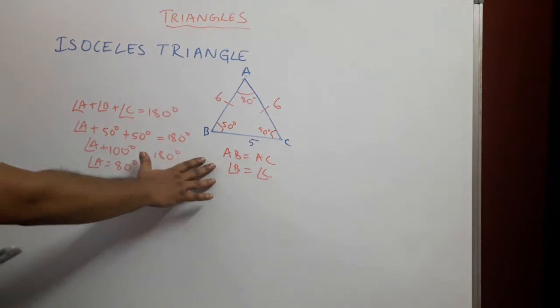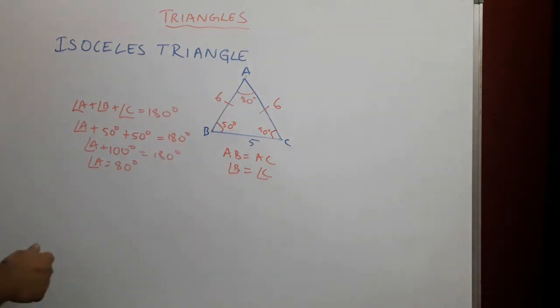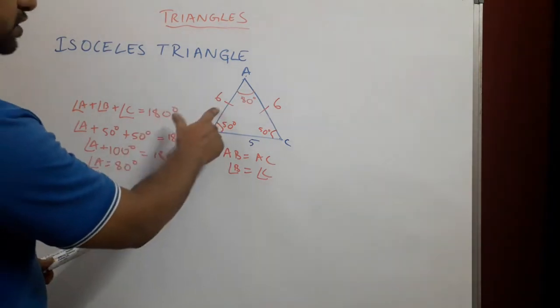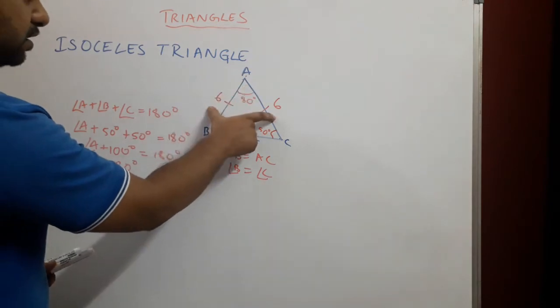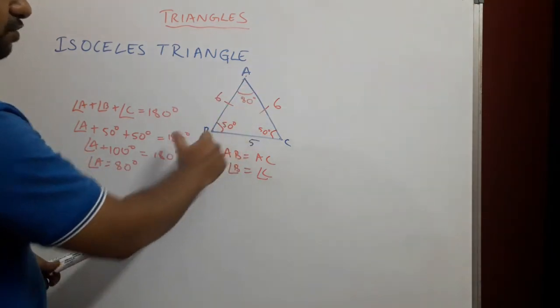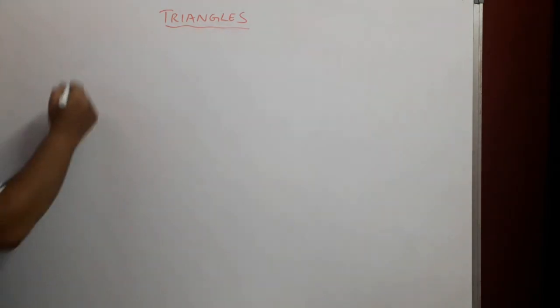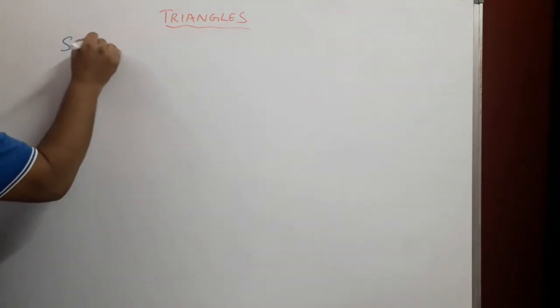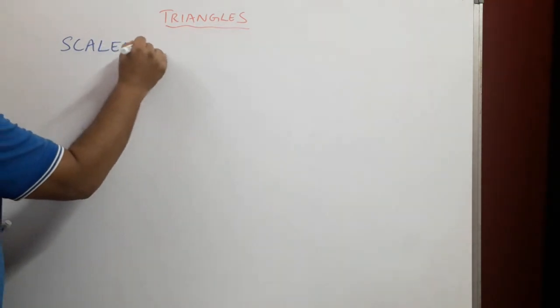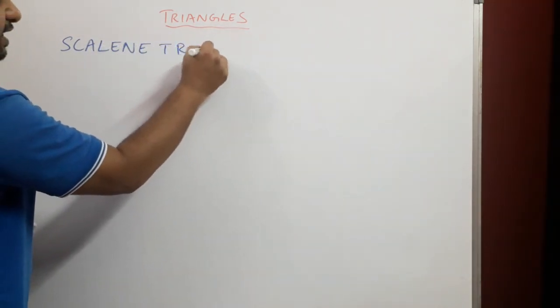Coming to the isosceles triangle, always remember that two sides are equal and the angles opposite to them are also equal. This is an isosceles triangle. And the final triangle under sides and angles that we come to is the scalene triangle. What is a scalene triangle?